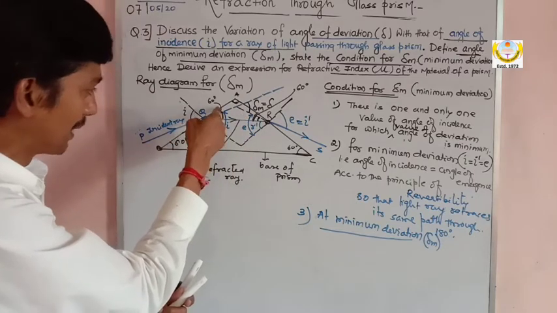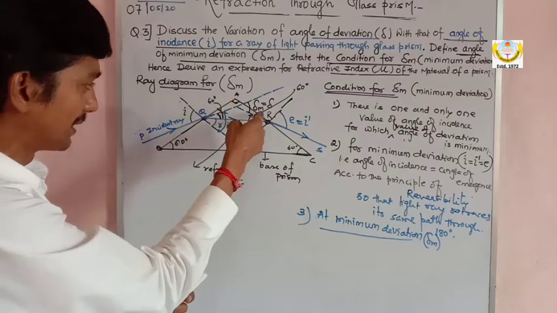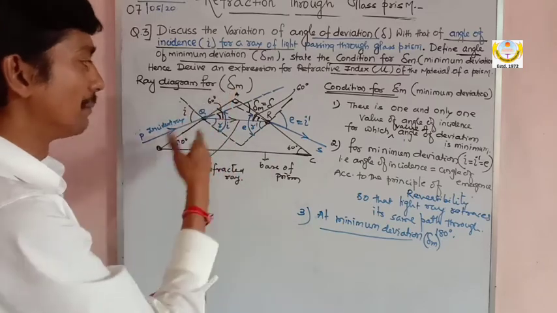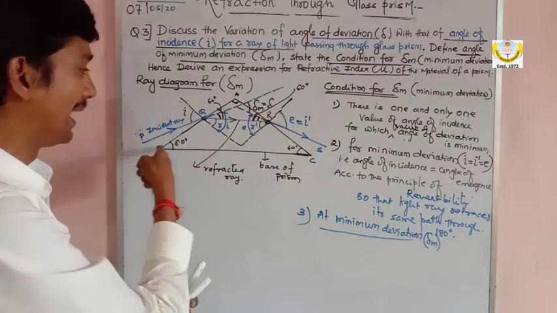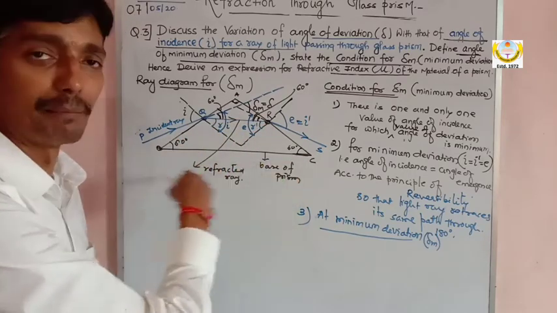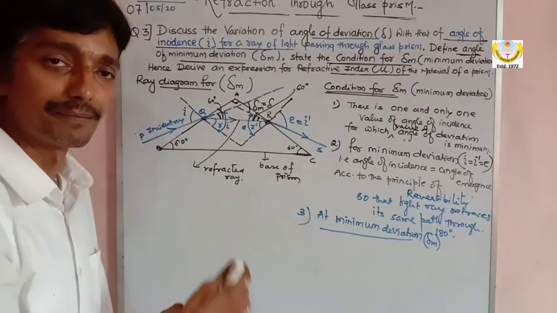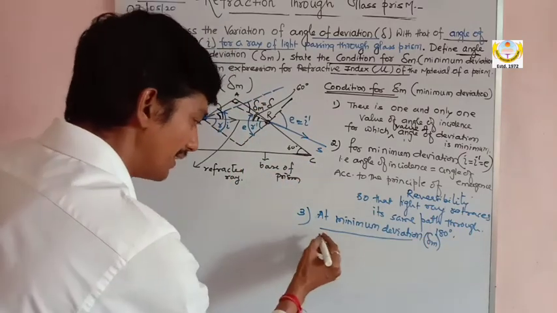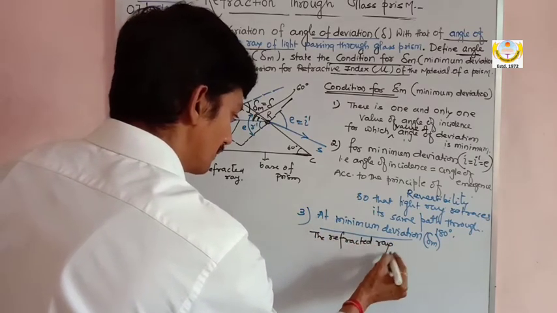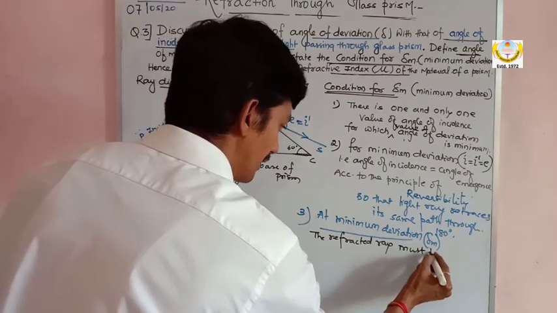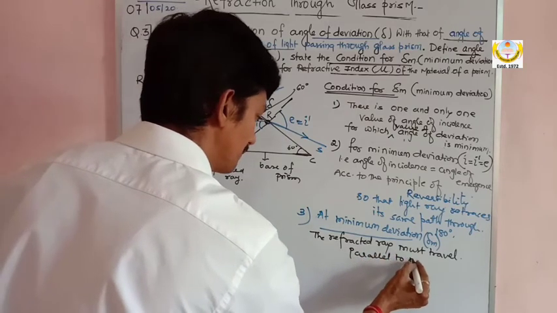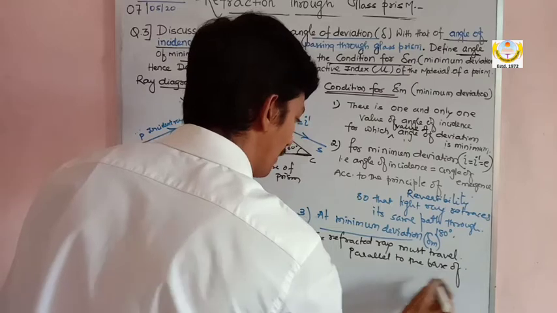This entire triangle will become 60 degrees then. If this is 60, this will be 60, this will be 60. So I will get two similar triangles, AQR and ABC, at this stage, and hence QR and BC become parallel. So at minimum deviation, the refracted ray must travel parallel to the base of the prism.